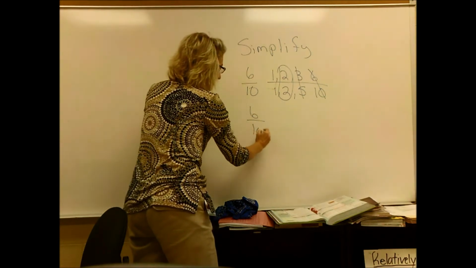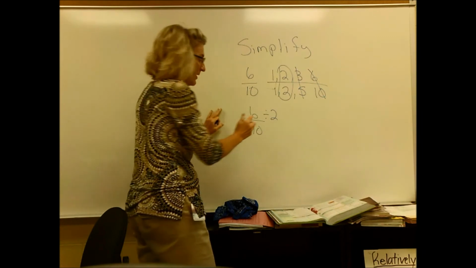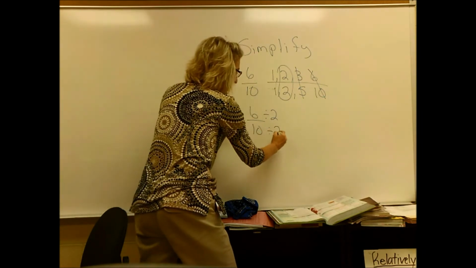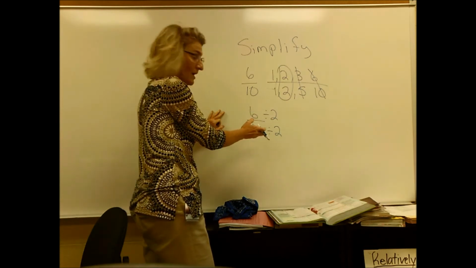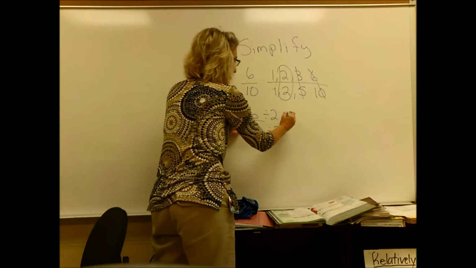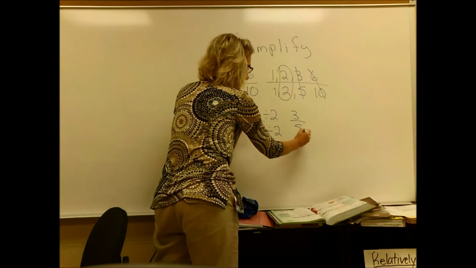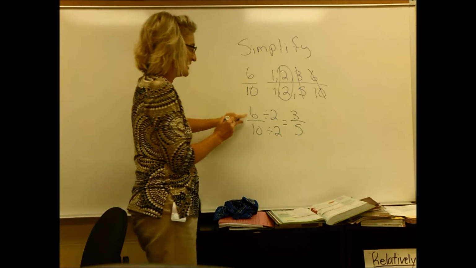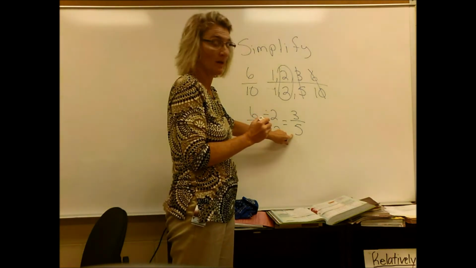So all we do, whatever operation you perform to the numerator to simplify a fraction to an equivalent form, you have to do the same thing to the denominator. 6 divided by 2 is 3. 10 divided by 2 is 5. So 6/10 can be reduced to 3/5.